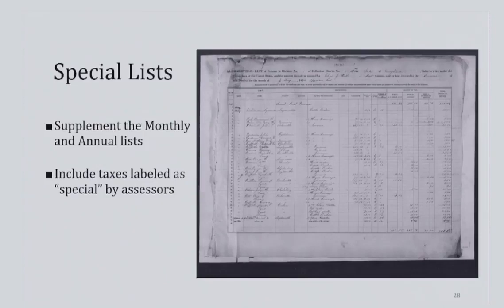The so-called special lists were used to supplement the incomplete annual and monthly lists and included taxes that the assessors deemed special. For example, the special income tax of October 1864. If you're unable to find the individual you're looking for in the regular monthly or annual list, which will be discussed in greater detail in just a moment, don't forget to look for and check the special list, often found attached at the end of the monthly list.